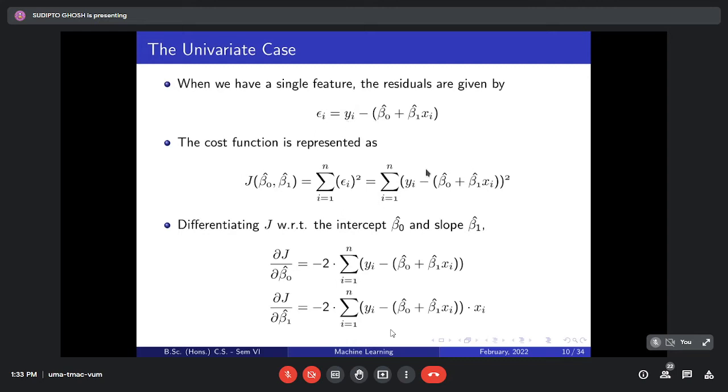Now we have to compute these error terms, the sum of squares of all of them. So we will have a cost function that takes in the parameters we give it, beta naught and beta 1, and computes the squared sum of all the errors. That will be this term right here, yi minus beta naught plus beta 1 xi, all squared. There is an error term for each training example. We square all of that and sum it up. That is our cost function for the univariate case.